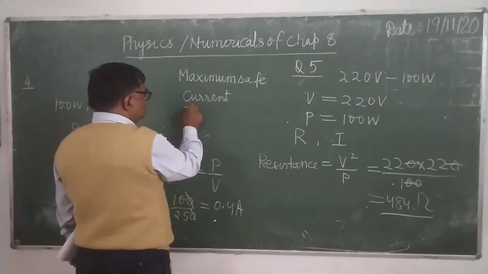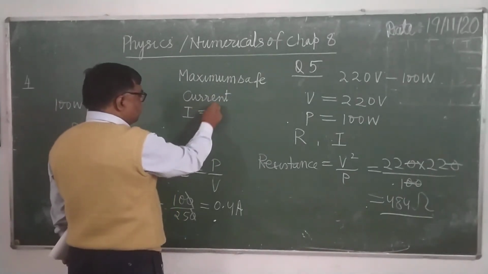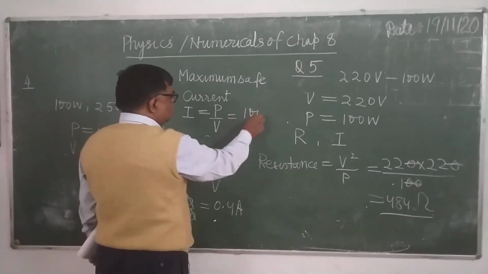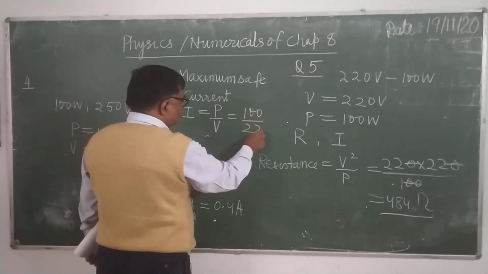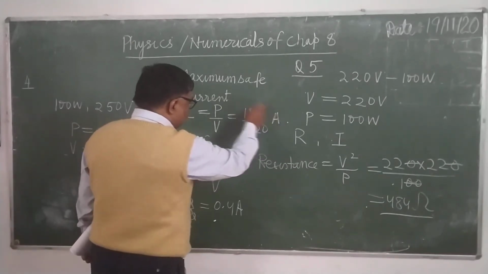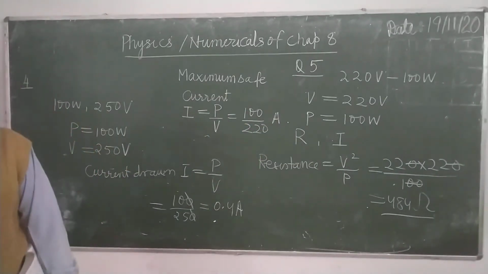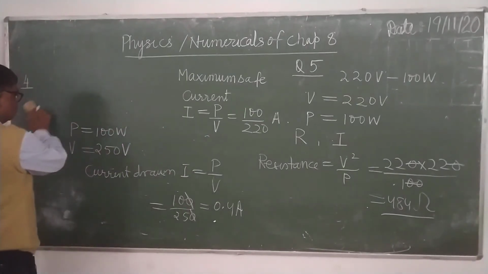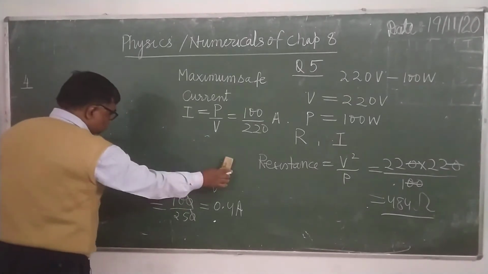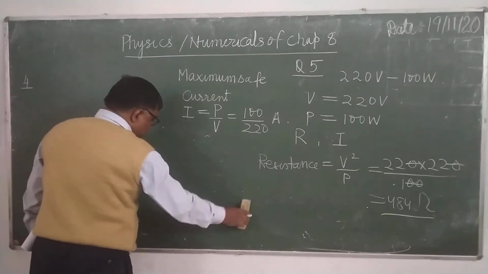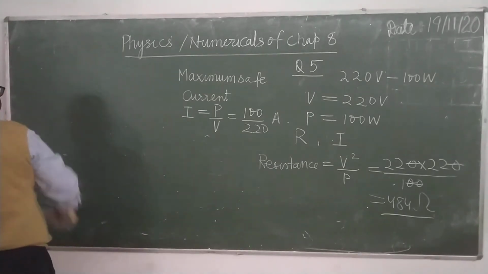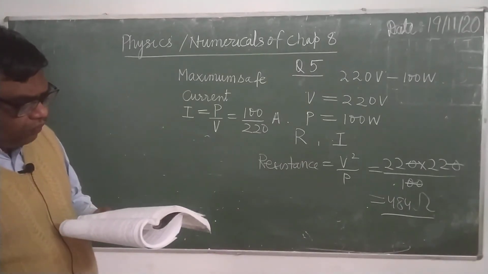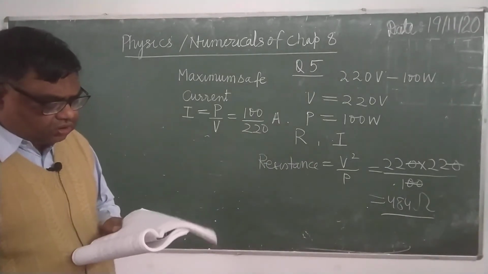I equals P upon V. P is given how much? 100 upon 220 ampere. You calculate this, 100 upon 220. Yes, 0.45. So that you can do. It's clear?